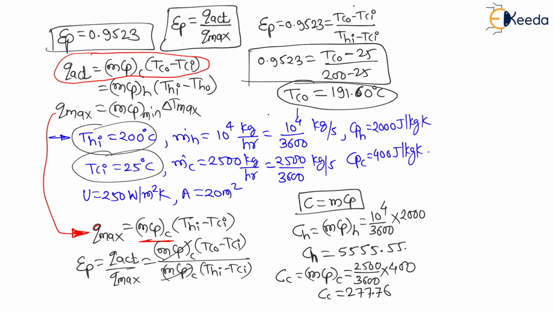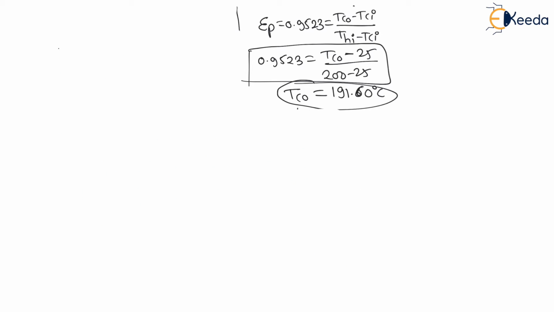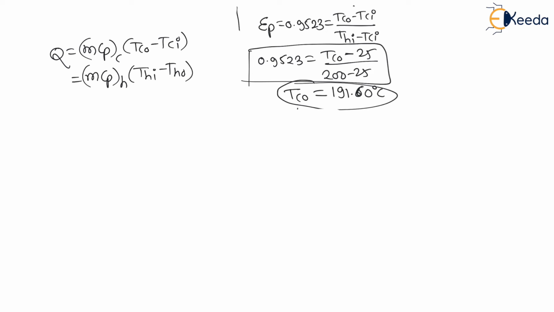Now, once you calculate the exit temperature of the cold fluid, it is simple to calculate the exit temperature of the hot fluid. Here, the heat transfer will be equal to m Cp of cold into the temperature change of cold, that is TCO minus TCI, which is equal to m Cp of hot into the temperature difference of hot, that is THI minus THO. All the values we have, so let us put them in. The m Cp of cold we have calculated as 277.77, into TCO just now calculated, 191.60, minus TCI, which is given as 25.